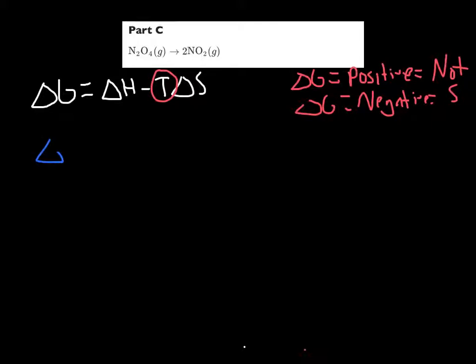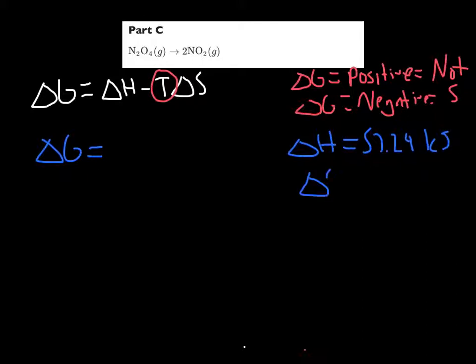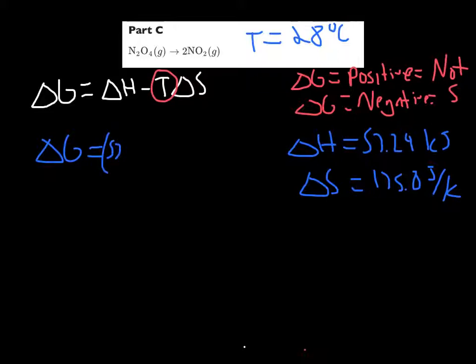If we look back, we calculated that the delta H value equaled 57.24, and the delta S value equaled 175.8 joules per Kelvin. And I believe the temperature they told us to test for was 28 degrees Celsius. So there are a few conversions we have to do. Delta H has no conversions, that just gets plugged in. Let me write that here so we have more room.